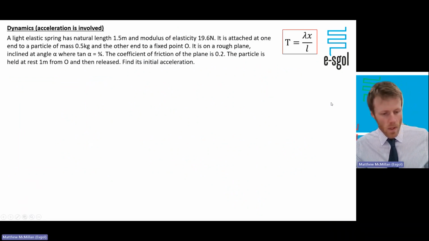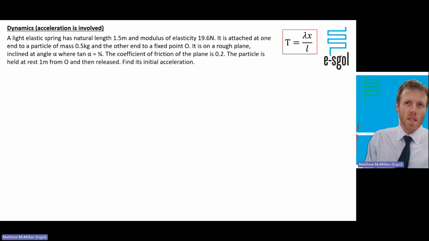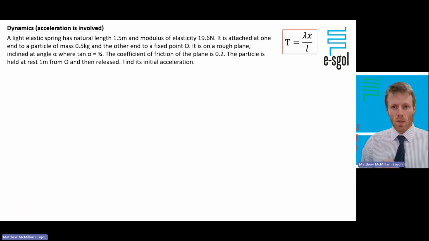Now, the two previous ones were a situation in equilibrium. This one is a dynamic situation. So we have got some acceleration involved. Again, it's a question with a lot of words, and we need to turn all these words into a diagram.